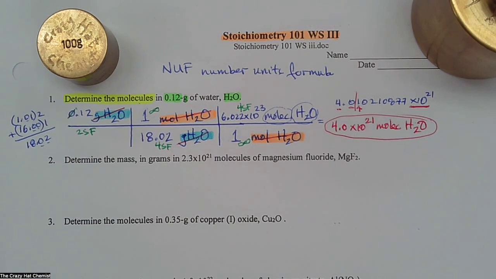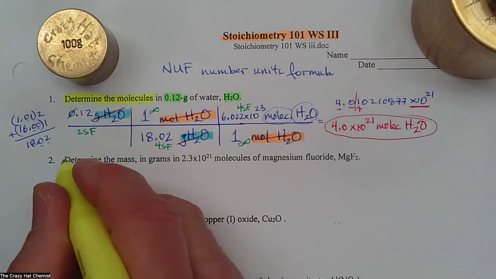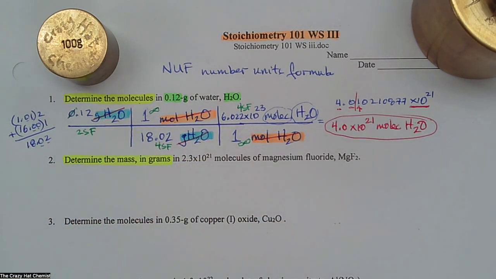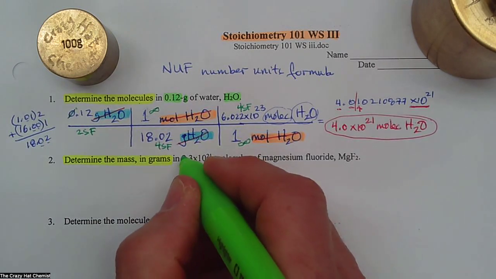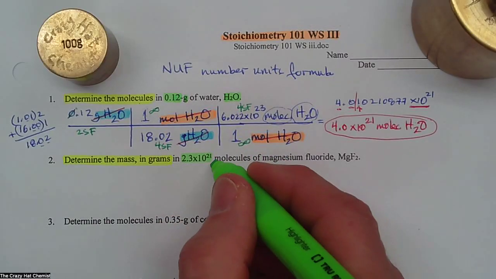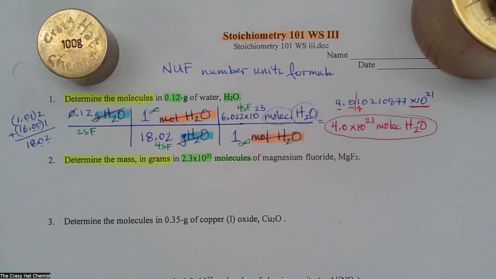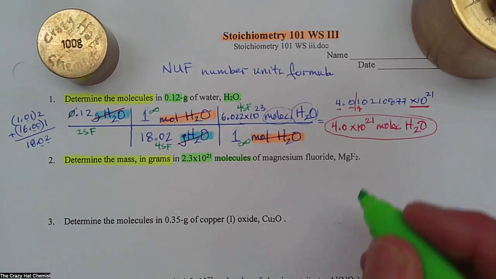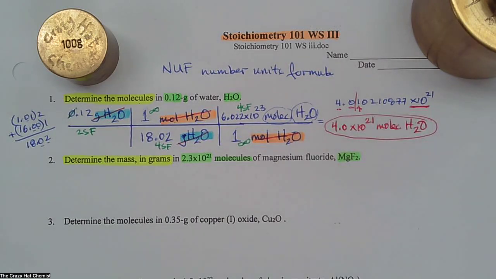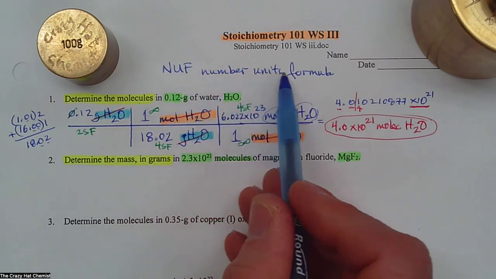Perfect. Now, what we're going to do is we're going to do the next problem here. The next problem says determine the mass in grams. And what do we have? Well, we got to find out where that number is. Here's the number here. It's 2.3 times 10 to the 21. That is the number. The units are molecules, and the formula is magnesium fluoride, which is MgF2. So I'm going to write down what we have. That's number, units, and formula.